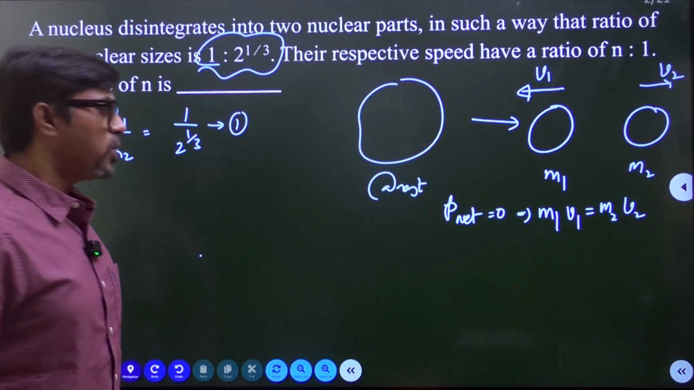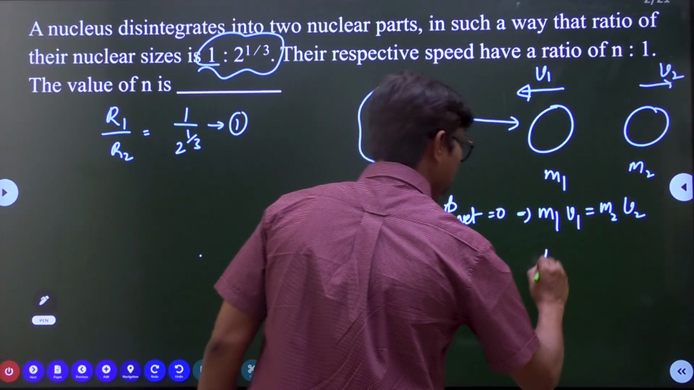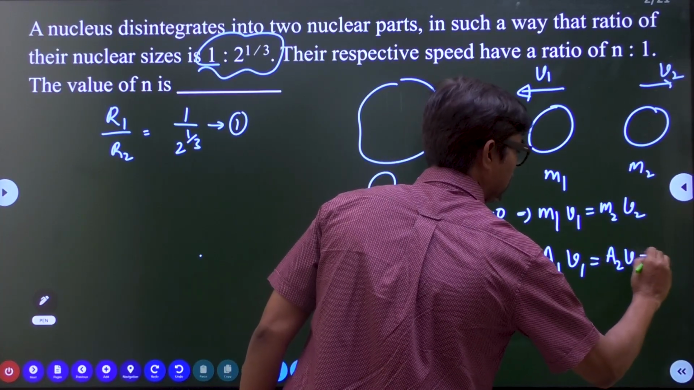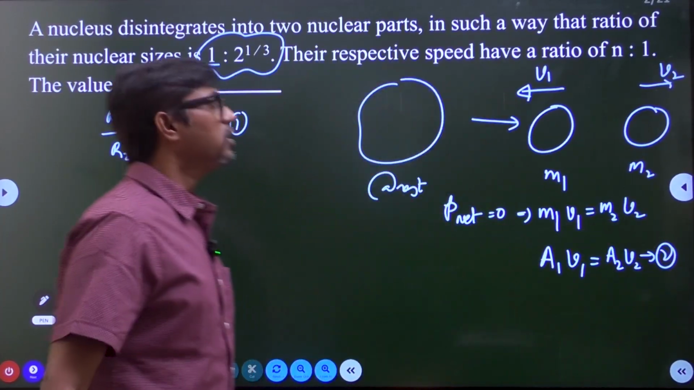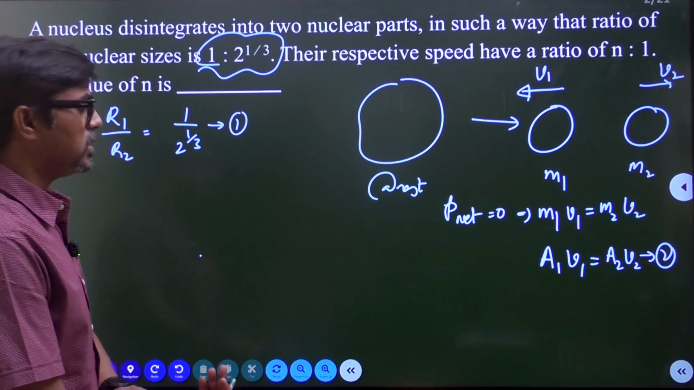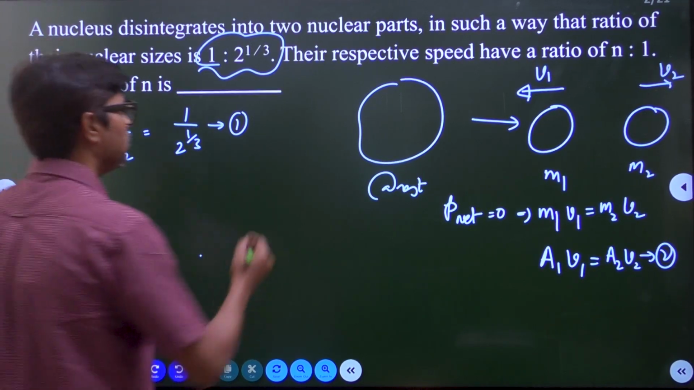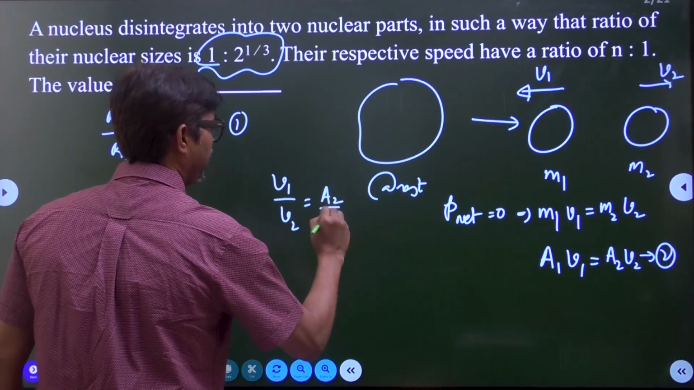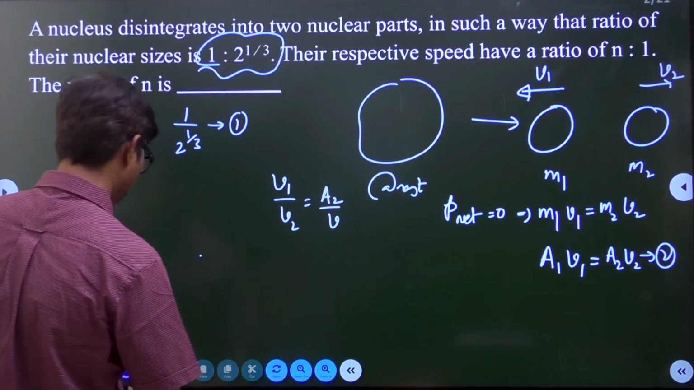In a nucleus, mass is proportional to mass number. A1 v1 = A2 v2. So that's the second equation we have. All right. Now what are they asking? Their respective speeds. So v1/v2 comes out to be equal to A2/A1.